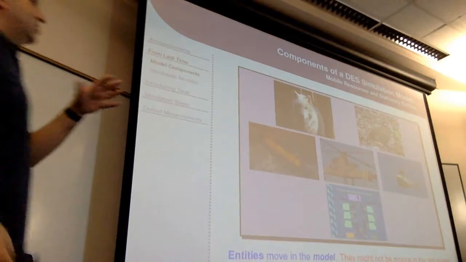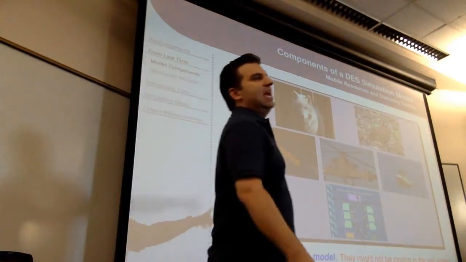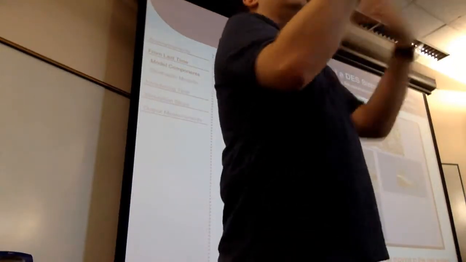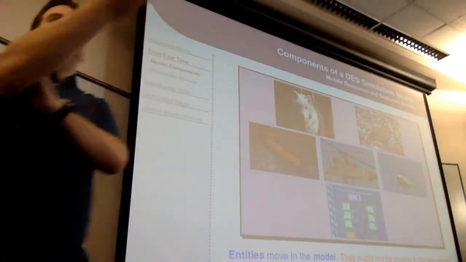So what we're trying to simulate in these systems is what happens when you hit that limitation and you have to wait. And how can we as operations researchers reorganize the system so that we don't accumulate unnecessary waiting times? Does that make sense?